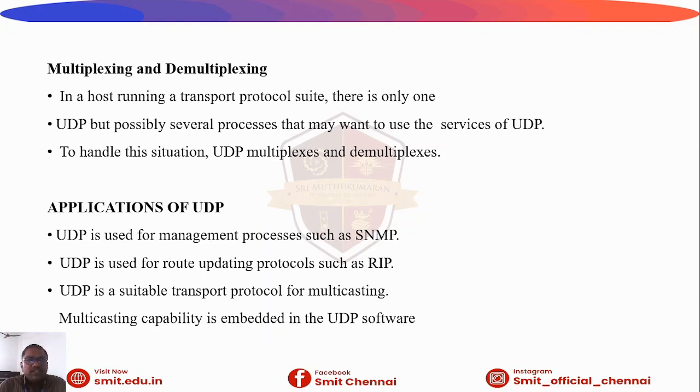Now at last we will see the applications of UDP. UDP is mainly used for processes such as SNMP, that is Simple Network Management Protocol. Secondly, it is used for updating route information in RIP, that is Routing Information Protocol. Thirdly, it is used for multicasting. Multicasting capability is embedded in the UDP software itself.